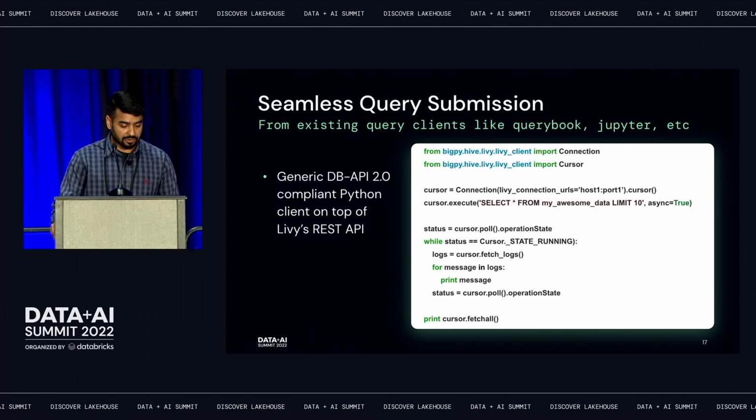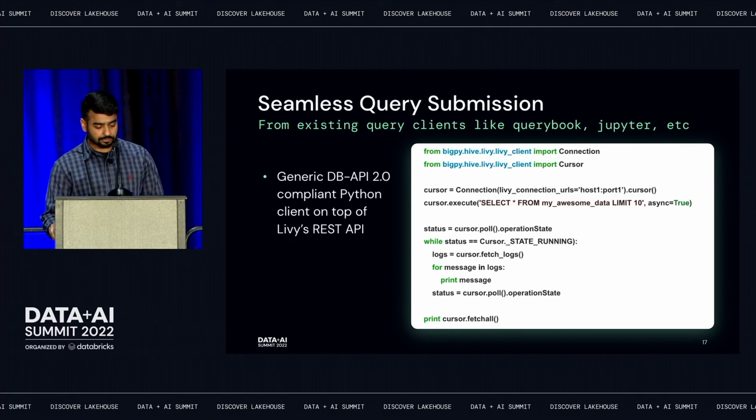The first one is the seamless query submission requirement that we had. Livy provides a RESTful API. And what we did is we added a DB API compliant client using those RESTful APIs. As we were moving from Hive to Spark SQL, our query clients were already using PyHive. With this client, we were able to drop in and replace PyHive with our BigPy client, and seamlessly users were able to start querying with Spark SQL instead of Hive.